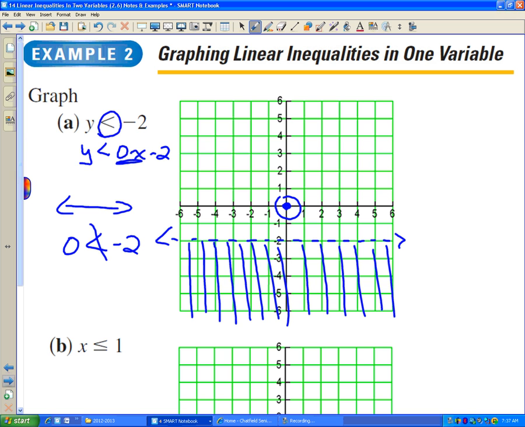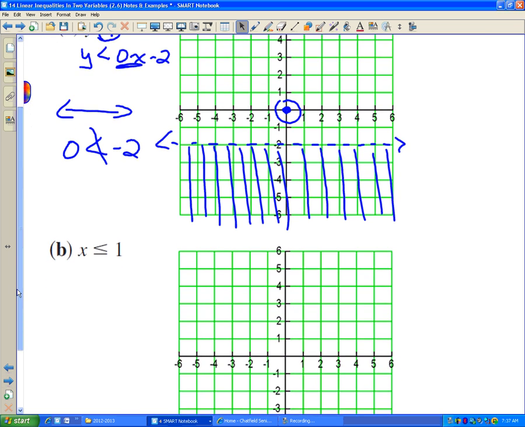Now, if I look at this line and say less than, well, that should be below. Yes, for this particular graph, that works. But it won't always work for every graph, so you have to be careful.